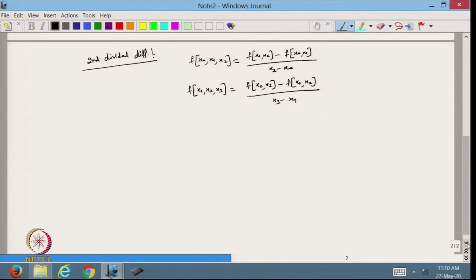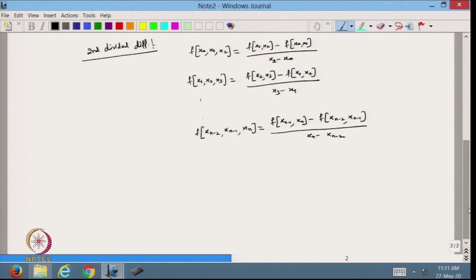In this way I can define all the second order divided difference formulas. In the end I will get f[xn minus 2, xn minus 1, xn]. That can be written as f[xn minus 1, xn] minus f[xn minus 2, xn minus 1], divided by xn minus xn minus 2. So this is the way we can define the second divided difference formula.